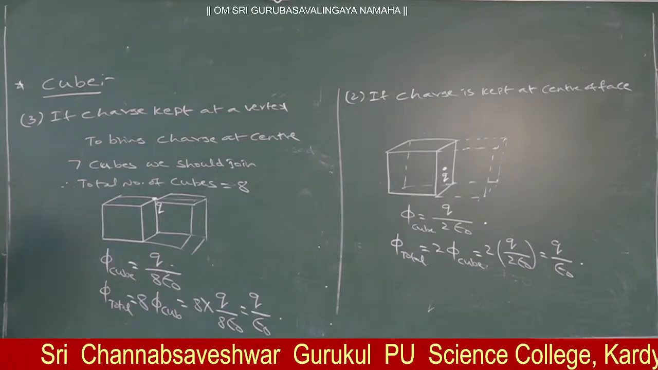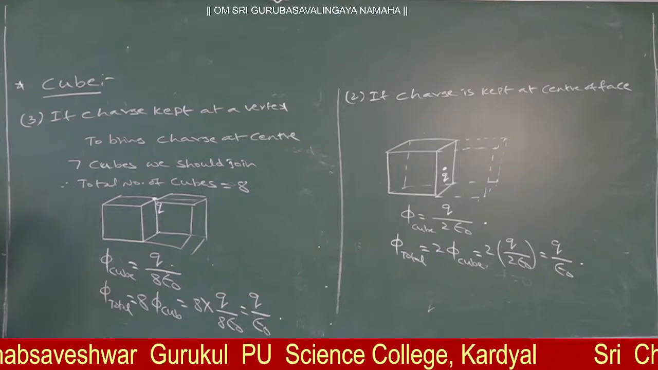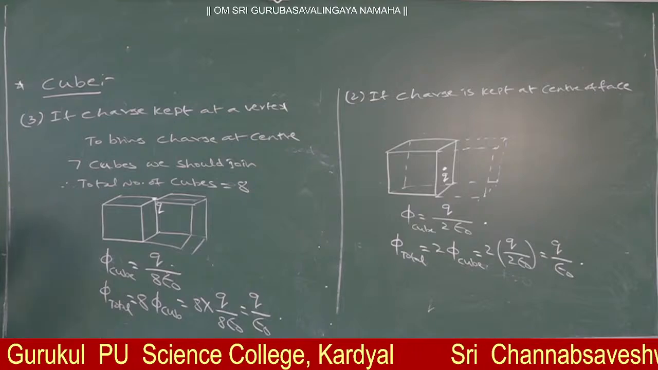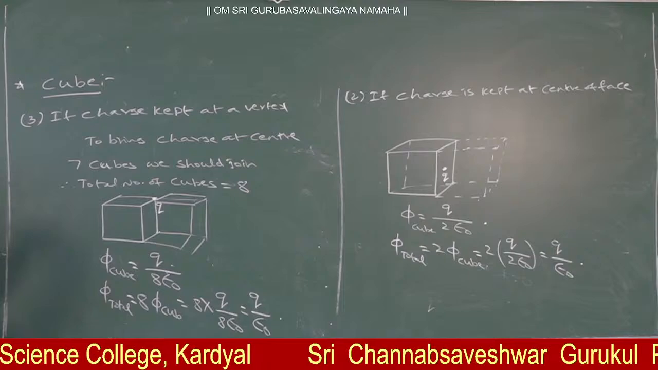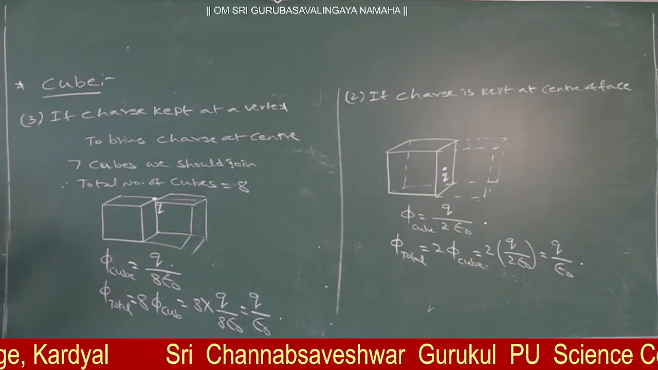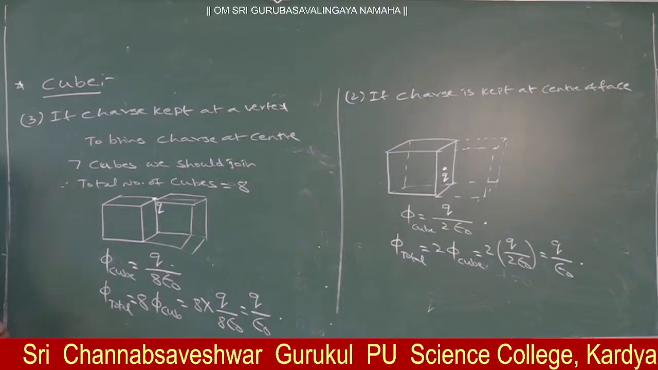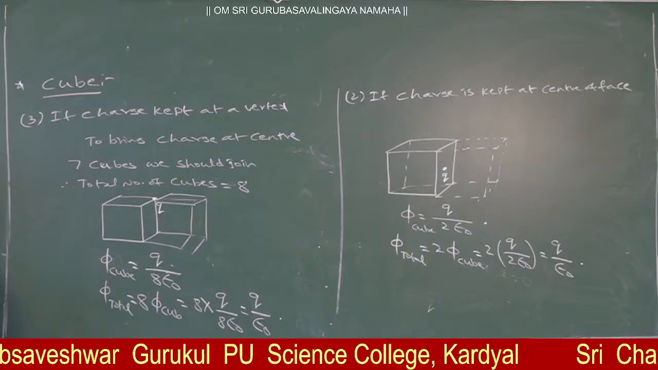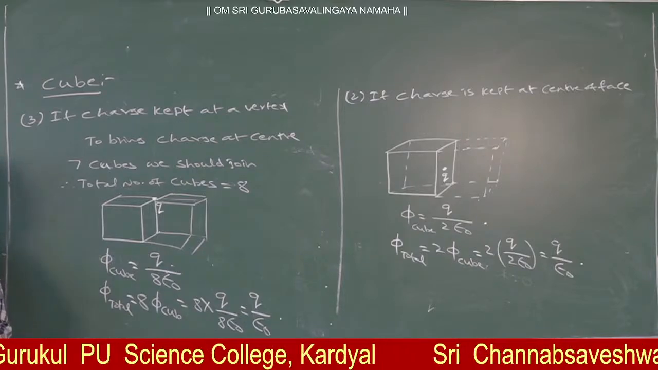Now orally try to tell. Suppose I am considering this is the cube. At edge I kept one charge. To bring this one into middle, here how many cubes required? 1. And above, here 1, here 1. Total how many required? 3. Total will become what? 4. So the flux due to each cube, how much? Q by 4 epsilon naught.